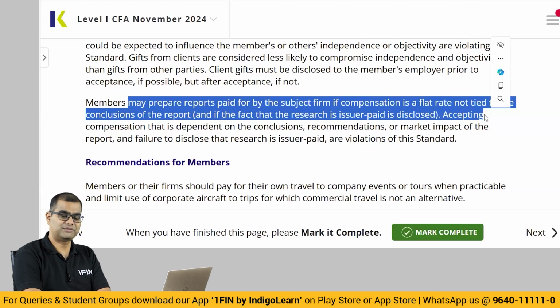If ICICI Bank comes and says, see, please write a report, I will give you $1,000, whether you write a buy report, sell report, hold report, neutral report, maintain report, whatever you want to call it, I don't care, but you write a report for me for $1,000, that is fair. And in the report also you should mention very clearly, I am recommending ICICI Bank, they have given me $1,000. That is the expectation from you as a CFA Institute member.